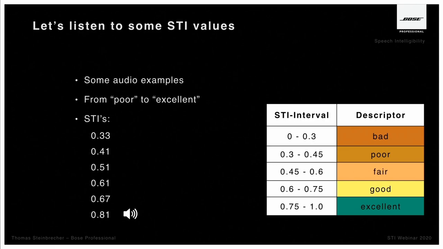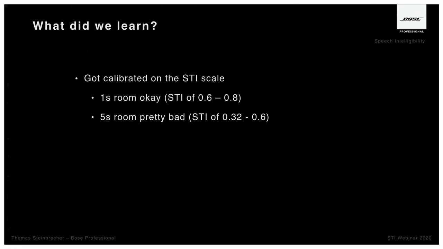Okay, so this is our subjective calibration, right? We heard six different tracks going from 0.3 to 0.8, and let's wrap this up. What did we learn with these examples? We got calibrated a little bit on the scale. The 1 second room is pretty okay. The 5 second room is apparently pretty bad.